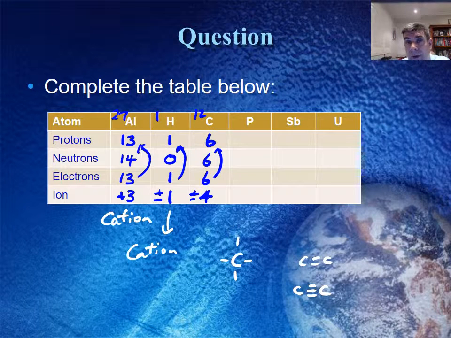So why don't you grab the periodic table, have a look at these remaining ones, phosphorus, antimony, and uranium, and see if you can complete the table.